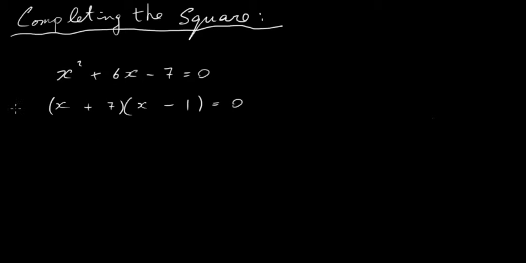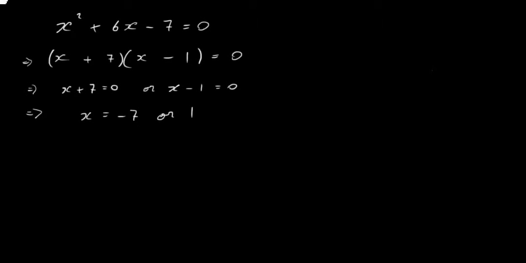Now that would mean then that x plus 7 is equal to 0, or x minus 1 is equal to 0. So that would give me x as minus 7 or 1. So that's solving it the normal way. This is how we normally do it. But let's have a look at completing the square and solving it, see how that works. So I'll just write it down again.